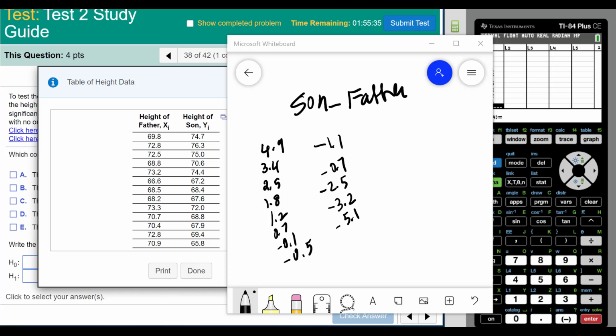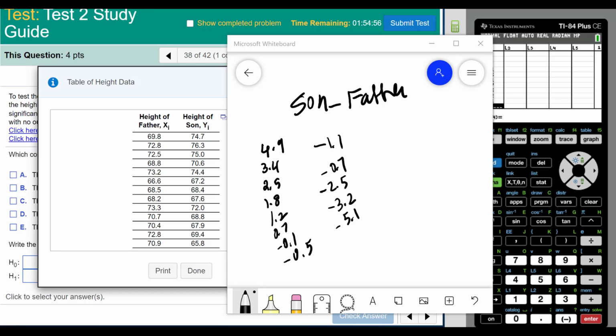He wants us to check if the sons are taller than their fathers. So this is what I did. You subtract the two columns. So I'm doing son minus father, although in the problem he says do father minus son. It doesn't matter. So we do the son minus father, 74.7 minus 69.8, I got 4.9, 76.3 minus 72.8, and so on and so forth. So I got all those information. You do this test against the number 0. If the sons are taller than their fathers, you would expect the difference to be positive.